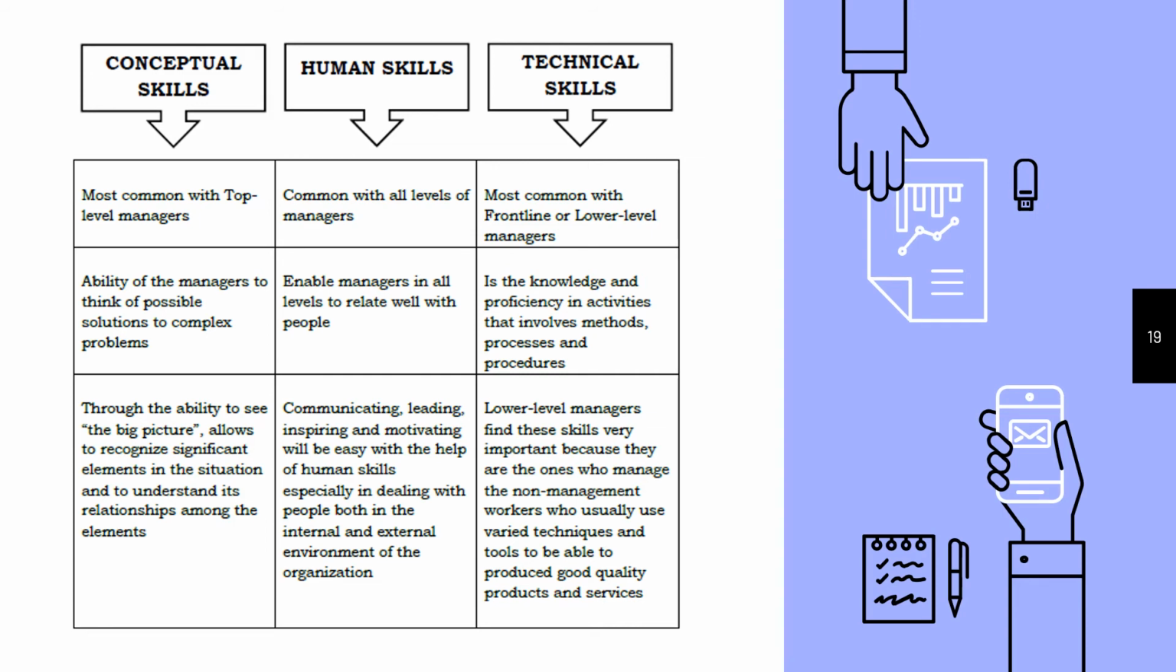Enable managers in all levels to relate well with people. Communicating, leading, inspiring, and motivating will be easy with the help of human skills. In technical skills, it is common with frontline or lower level managers. It is the knowledge and proficiency in activities that involves methods, processes, and procedures.